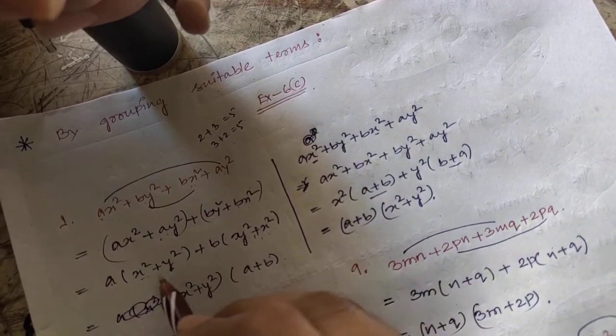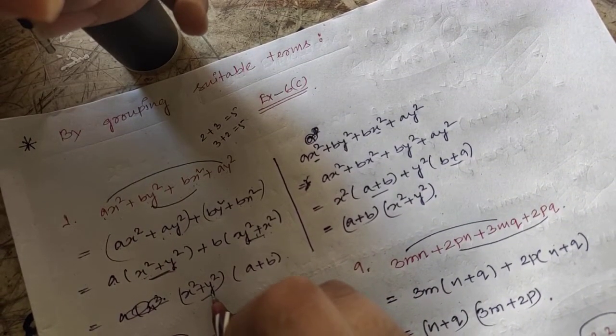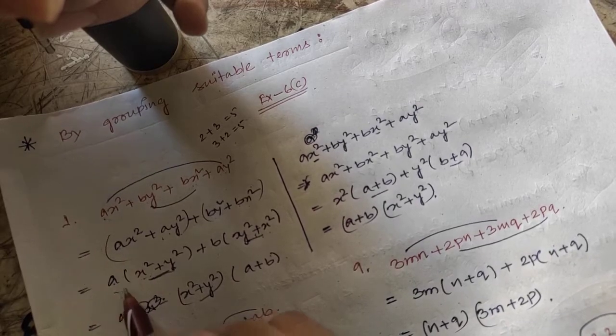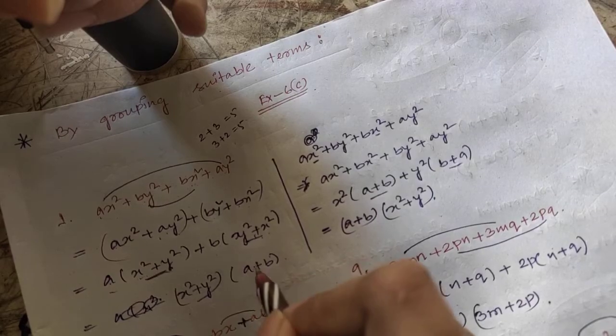So in this case these two are the common, x² + y², that's why I have taken the common x² + y². Now these are already gone, so a is there, and here x² + y² taken common, so b is there, so a + b.